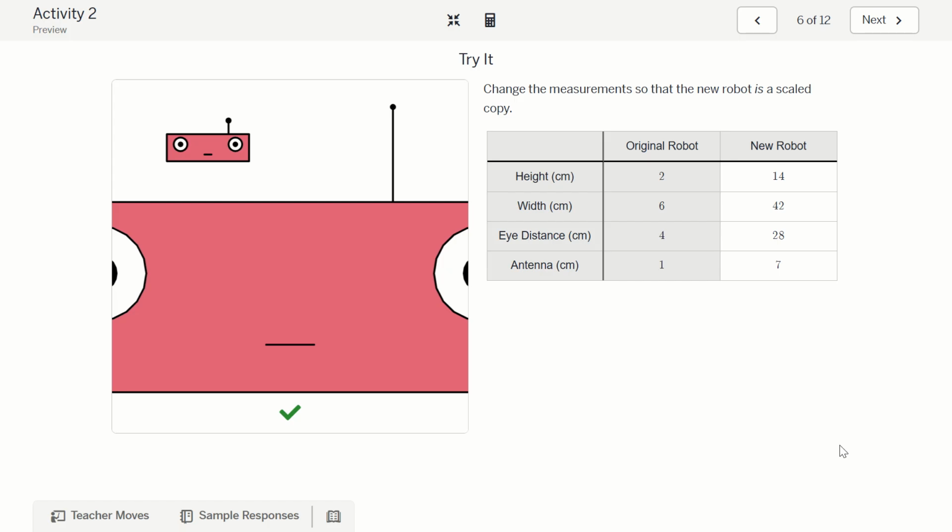7. How did you figure that out? Because each number gets multiplied by 7. So what? How did you tell though? Like what number did you look at first? 2 and 14. Okay. Anybody see a different way or found a different way that they figured it out? Yes.